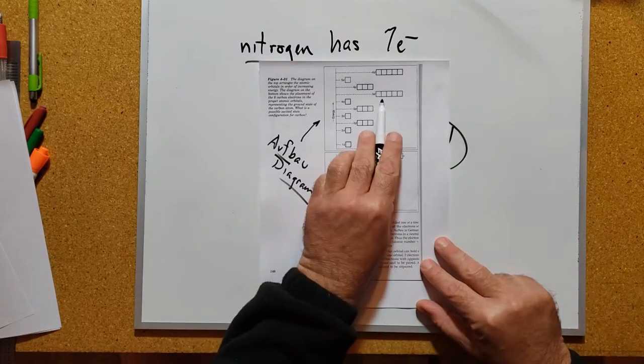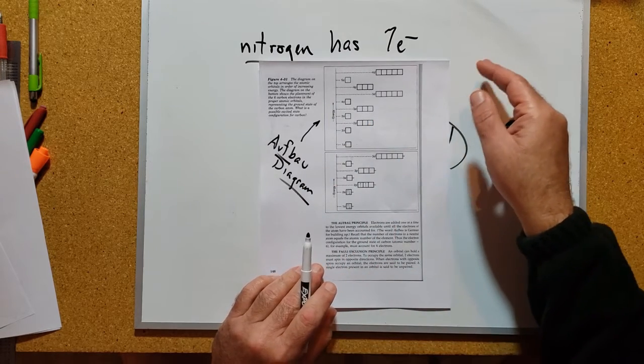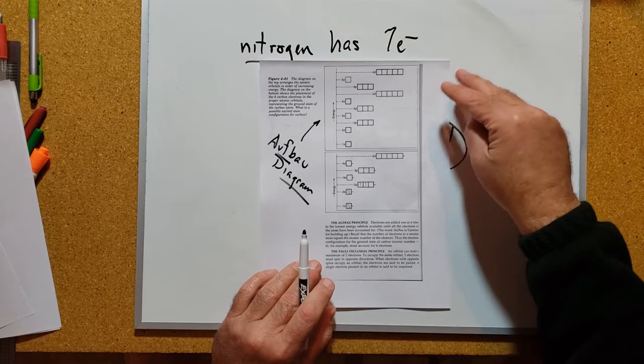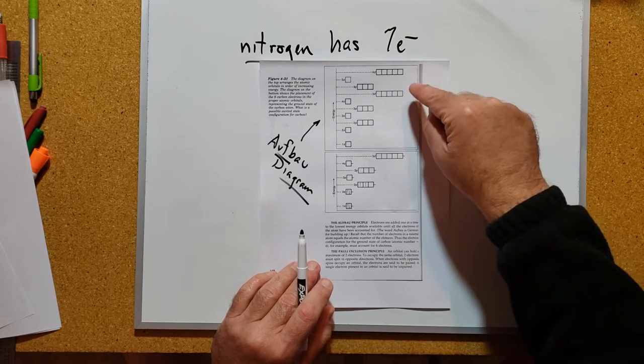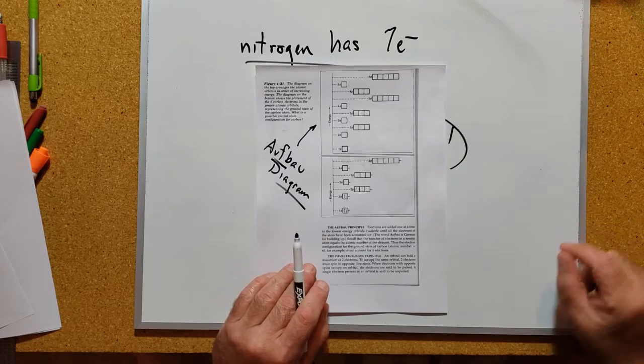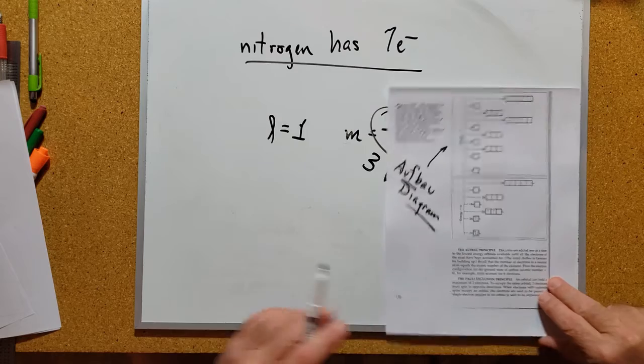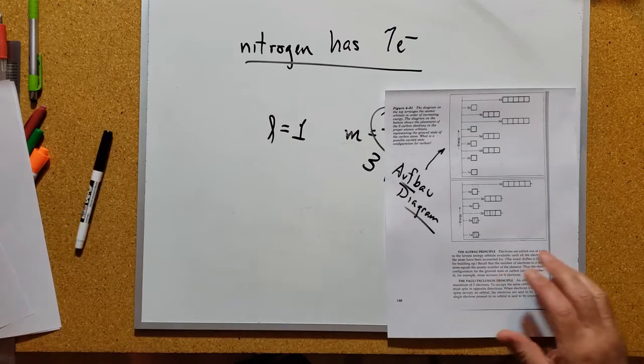And you'll notice up here the d's come 5 to a group. Now there's no f orbitals listed on this particular Aufbau diagram, but if there were, we would see those f orbitals with 7 boxes after them. All right. Anyhow, let's go ahead and start this.